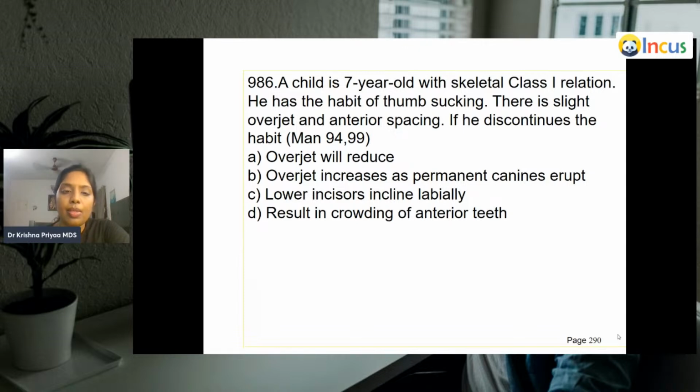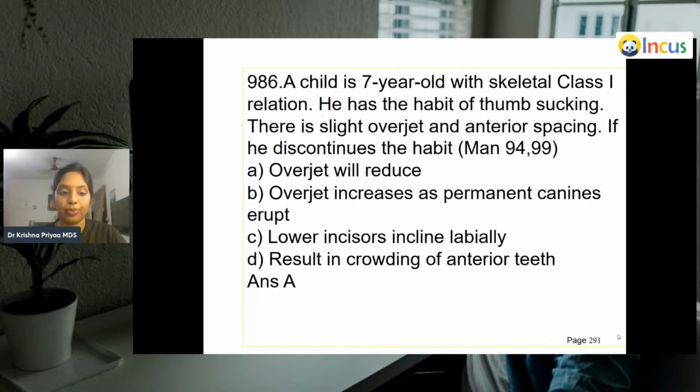First point. Secondly, already he has a slight overjet and anterior spacing. So this anterior spacing is associated with the ugly duckling stage, right? So since he is 7, his permanent canine would not have erupted yet. So we have to wait for it. Answer is A. The overjet will obviously reduce if he stops his thumb sucking. Already there is space for the canine to erupt into the oral cavity. So always think about the age of the patient and the age of the tooth eruption associated with the given condition and then find the answer associated with it.